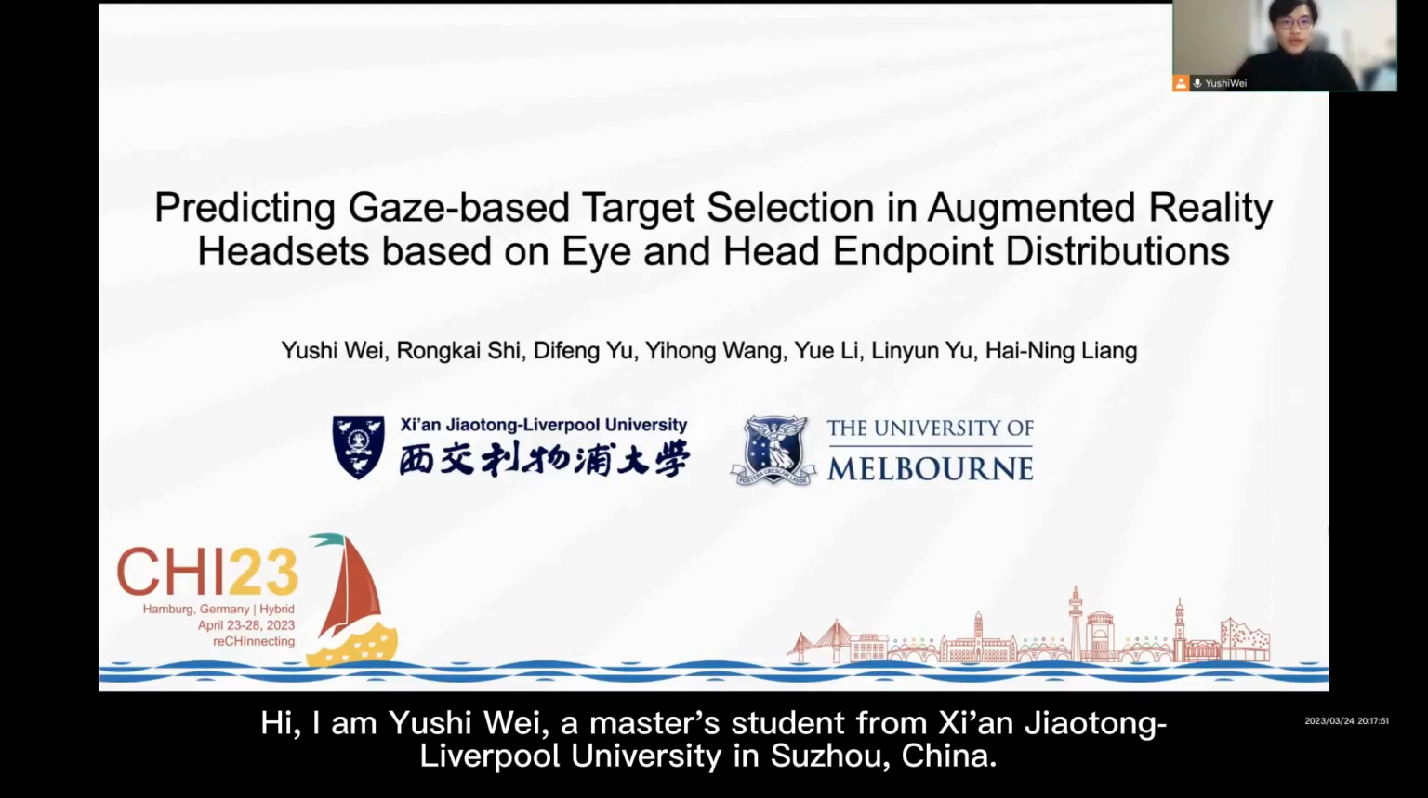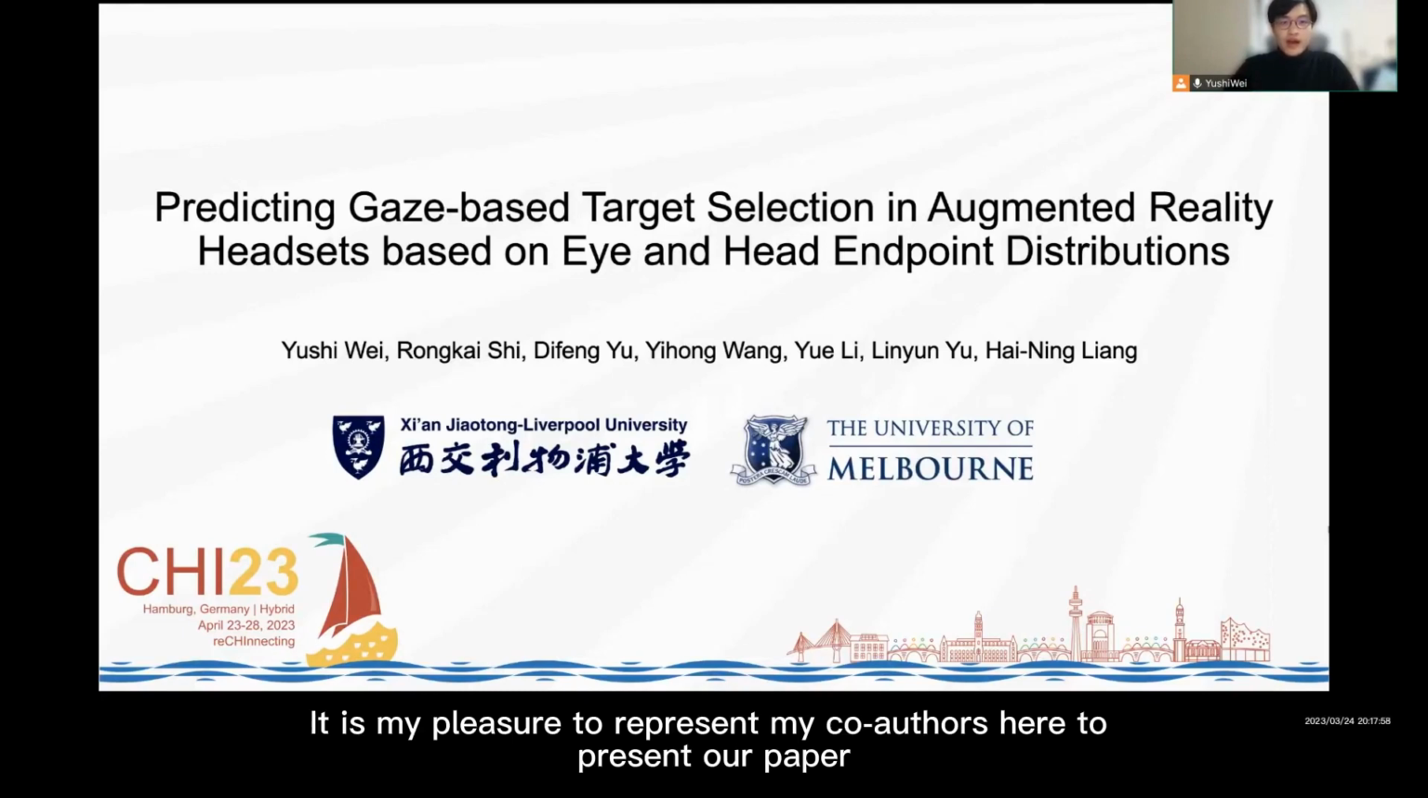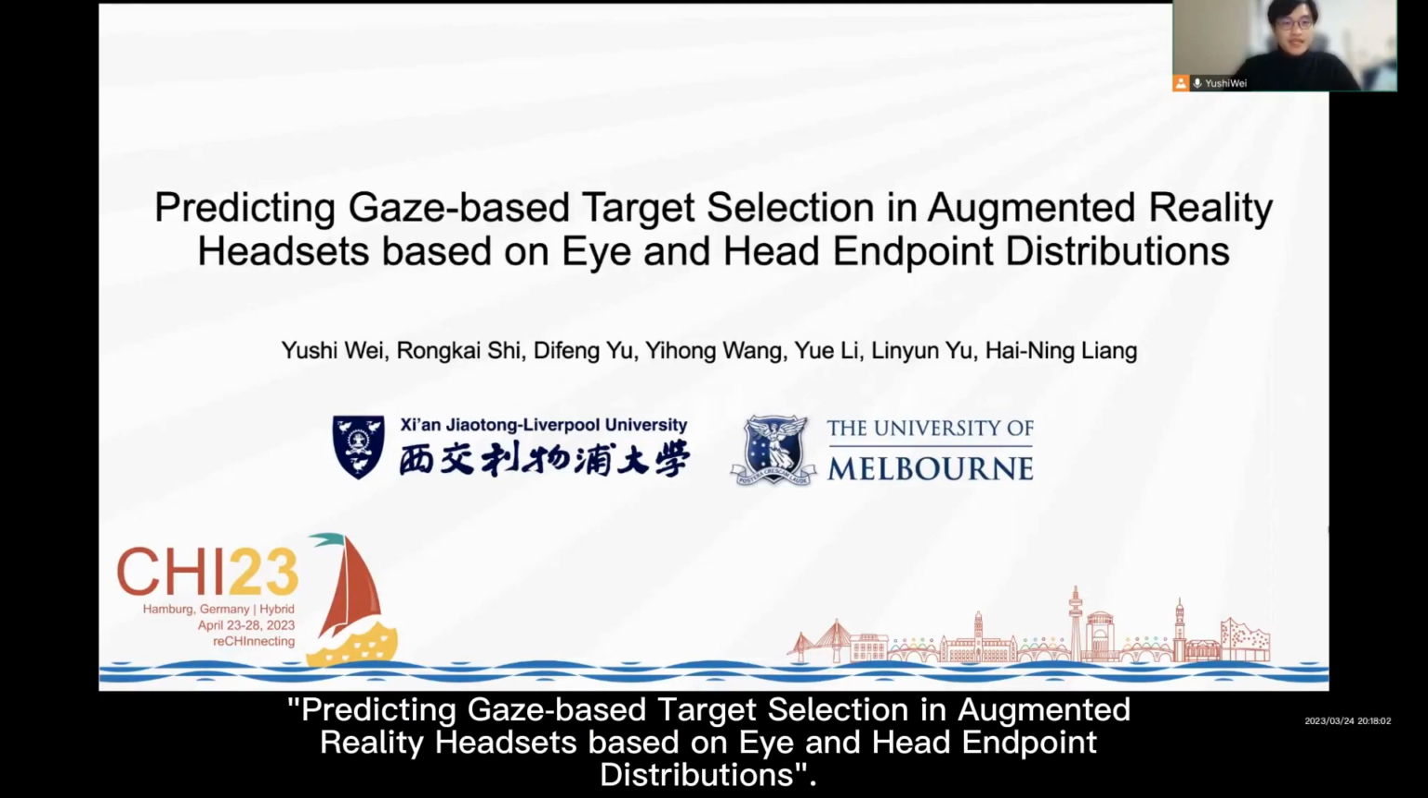Hi, I'm Yushi, a master's student from Xi'an Jiaotong University in Suzhou, China. It's my pleasure to present, with my co-authors, our paper, Predicting Gaze-Based Target Selection in Augmented Reality Headsets based on eye and head endpoint distributions.